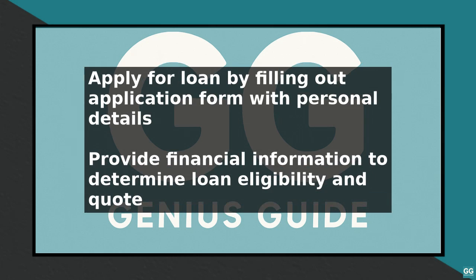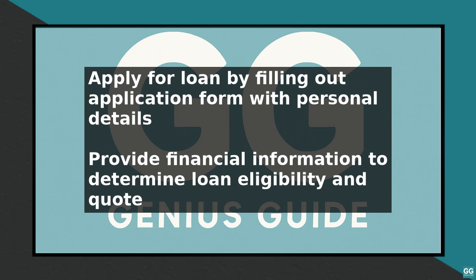To manage your loan, click on the My Loans tab and select the loan you wish to view. From here, you can see your loan balance, interest rate, and repayment schedule. You can also make overpayments or settle your loan early by clicking on the Make a Payment button.